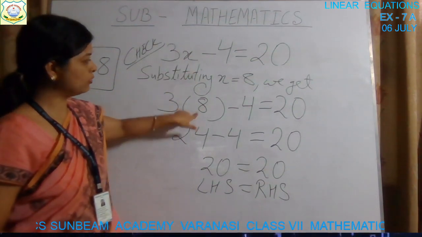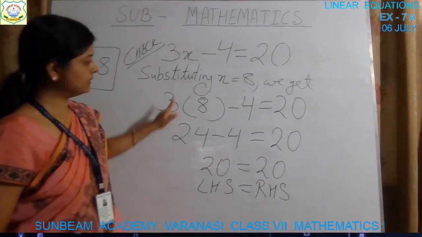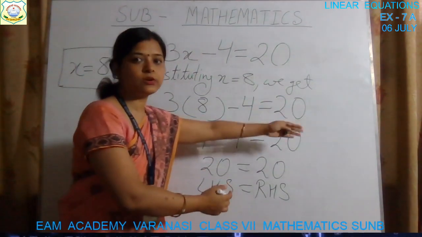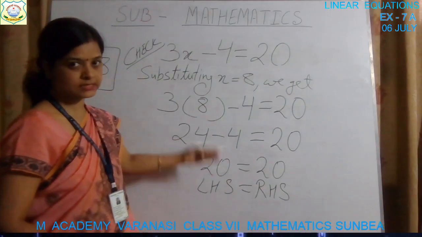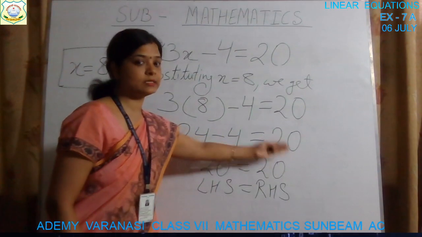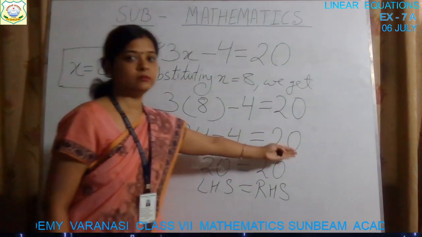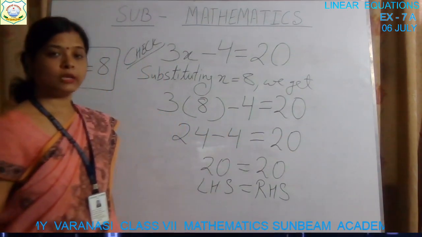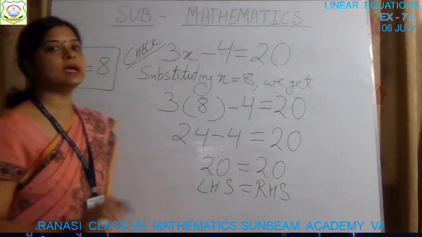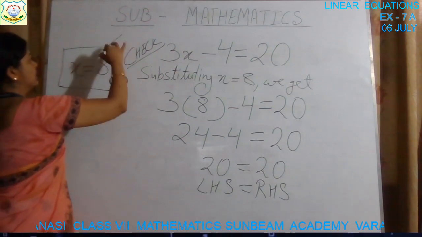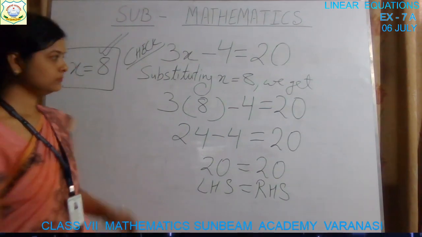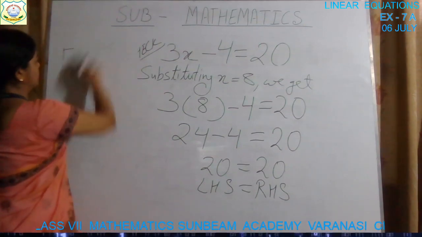So, put the value of the variable here and then try to find whether LHS is equal to RHS or not. Solve this step by step and you can see if the LHS is equal to RHS, in this case 20, and on that side also it is 20. If both LHS and RHS are equal, then it means that your answer is correct and you will get full marks. Okay. Now let's solve one more question.